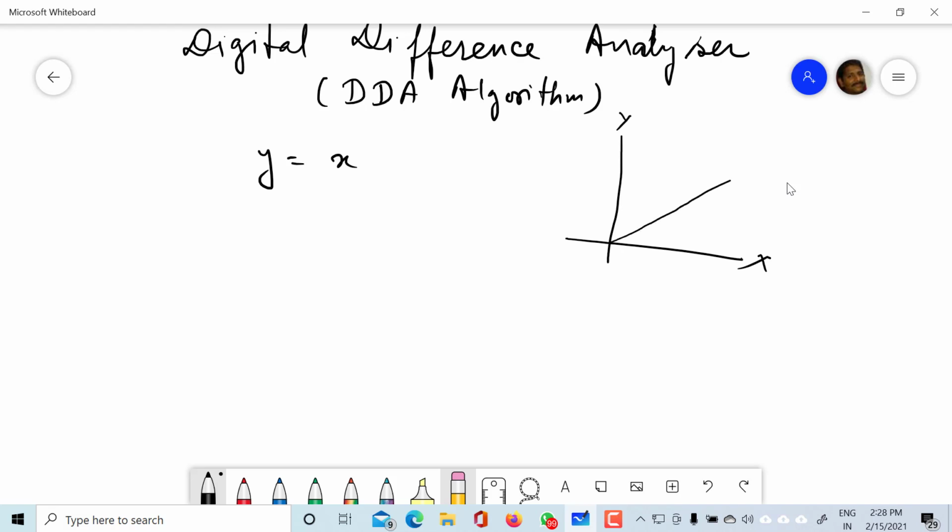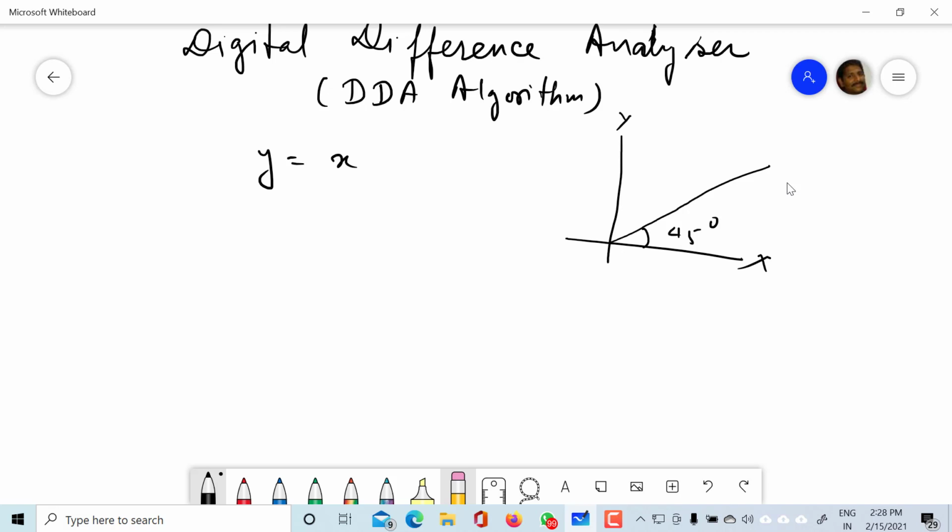Y equal to x line is this one. It is that line which is passing through origin and its angle with x axis is 45 degree. Any other equation of line? Any other? Someone else say something.